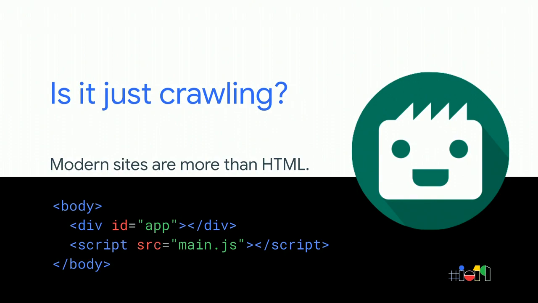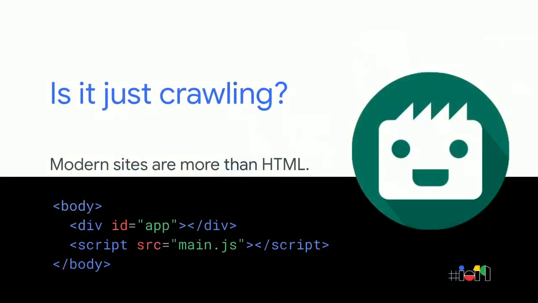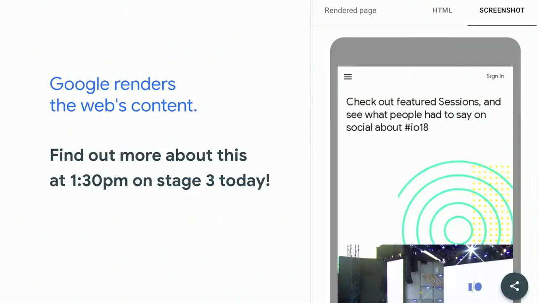But modern websites are actually not just plain HTML. They look more like this, where you basically have a very bare-bones HTML structure that loads JavaScript, and then JavaScript generates the content on the fly. So how do we actually get that into our index? How do we understand what the content of this website actually is? Well, for that we have to render.